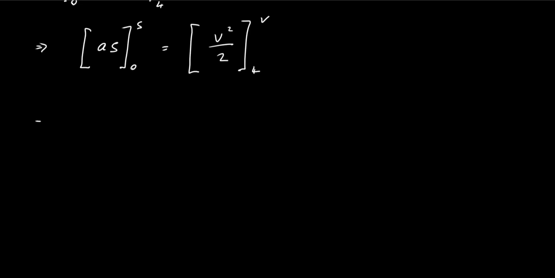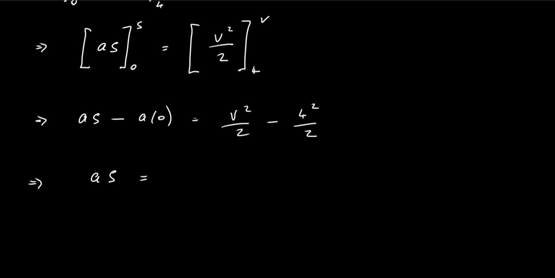Okay, so let's just stick in our limits. We've got a, substitute in the s, subtract a, substitute in the 0. We've got v squared, so substitute in the v, that's just v squared over 2. Substitute in the 4, so that's 4 squared over 2. Now on the left hand side we're just left with as, a times 0 is 0. On the right hand side we've got v squared over 2 minus 4 squared, which is 16, divided by 2, which is 8.